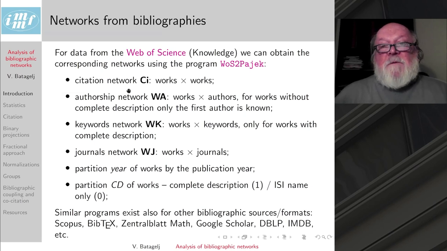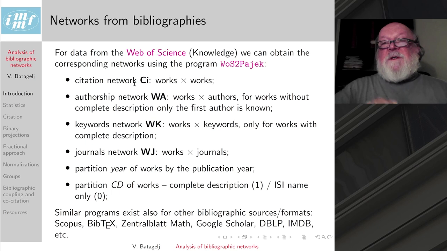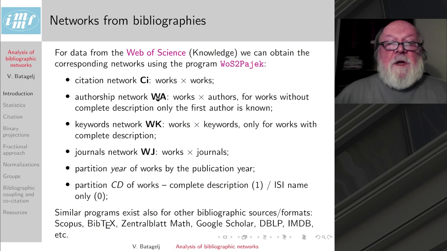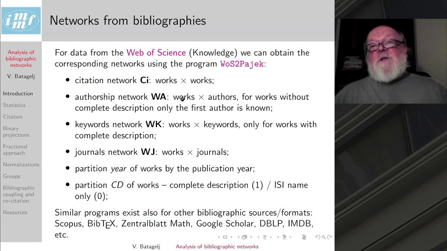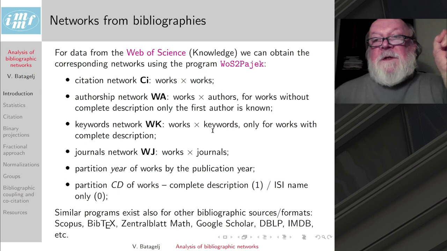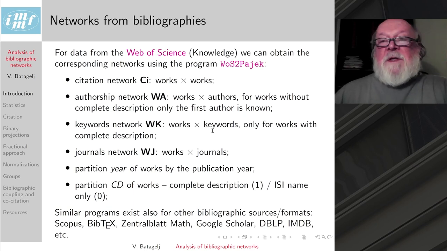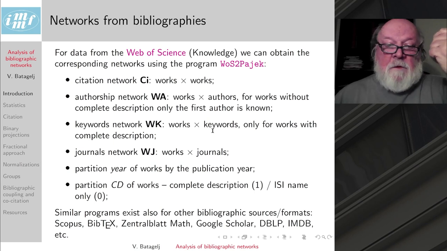And these networks, in the case of WoS2Pajek, are citation network. It means network describing how one work is citing other works. Then so-called authorship network, which is denoted by WA. This links works to authors. So each work is linked to its authors. Then we have keywords network. This is a network between works and keywords, and describes for each work what are the keywords used to describe this work. Sometimes these keywords are missing. In that case, in WoS2Pajek, we extract keywords from the title of the work.